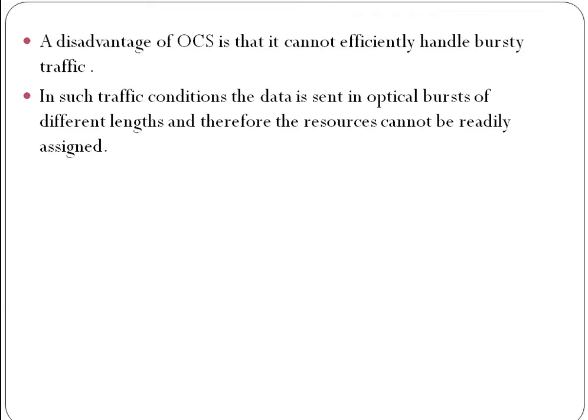This constraint can be overcome if the wavelength conversion function is used at the output ports of the optical nodes to change the wavelength of the signal as required. So in general, OCS networks are suitable for implementation in public telecommunication networks, where a large volume of traffic is required to be switched in real time.